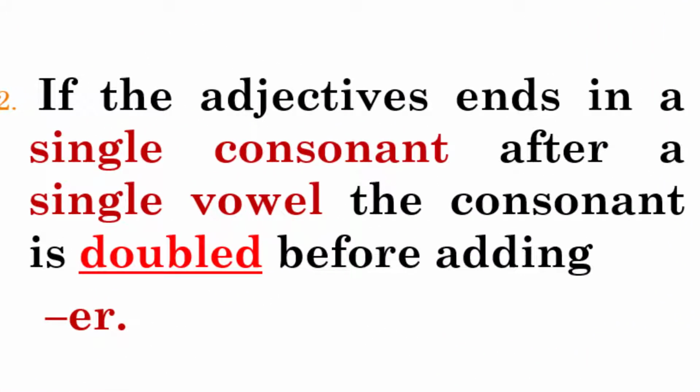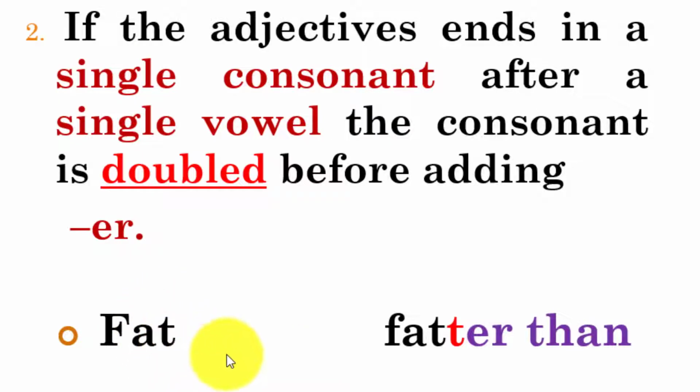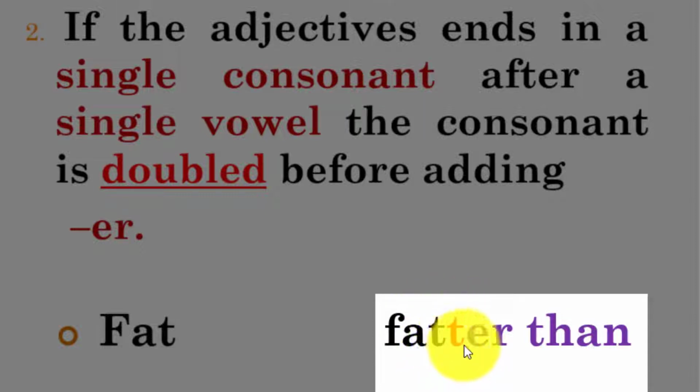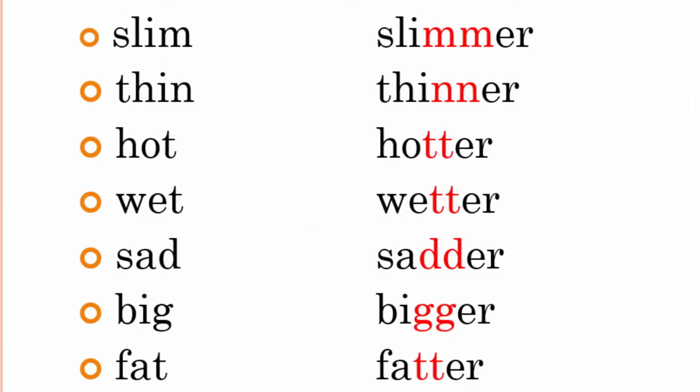Now let's have a look at the second situation. If the adjective ends in a single consonant after a single vowel, the consonant is doubled before adding er. For example, here fat is spelled F-A-T, and the last letter is T, which is a consonant, and before it we have a vowel A. So in this situation T becomes double T, then we add er plus than. Right, so to understand more we'll see these examples. For example, here slim, before M we have a vowel, so the consonant will be doubled and we add er. For example, here we have thin, thinner, hot, hotter, wet, wetter, sad, sadder, big, bigger, fat, fatter.